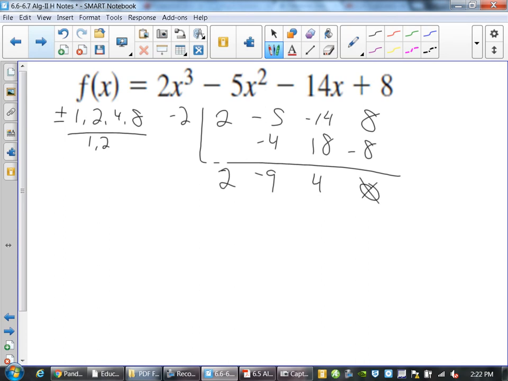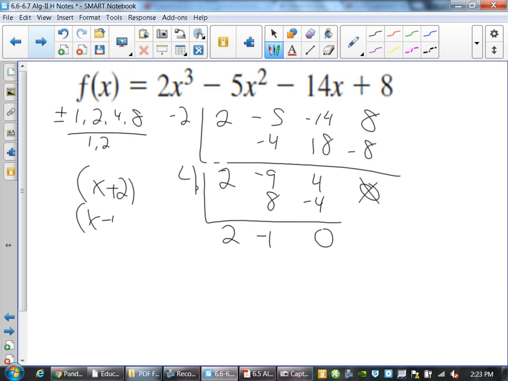So we have a 0 at negative 2. Check it again. Nope. Go to 3. It's not 3, 4. Forgot where I was. 4. Hey! So I have x minus 4, and look what's left: 2x minus 1.